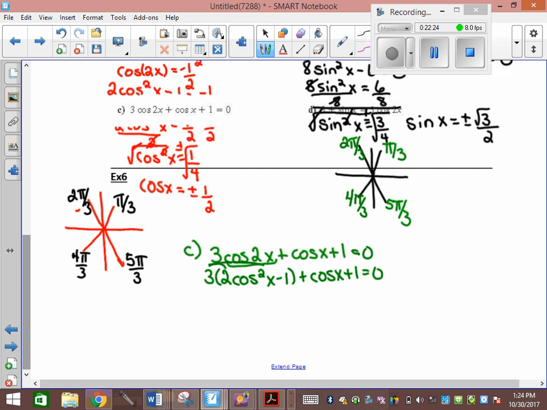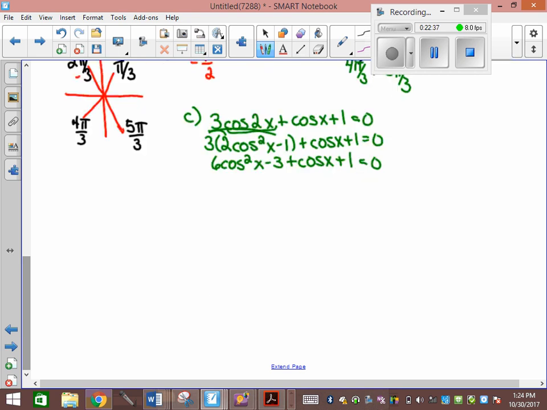Distribute your 3 in. So you're going to get 6 cos squared x minus 3 plus cos x plus 1 equals 0. And then you're going to get 6 cos squared x plus cos x minus 2 equals 0. And then we factor it. Now, if you're the person who likes replacing, replace it. m equals cos x. So you get 6m squared plus m minus 2 equals 0.